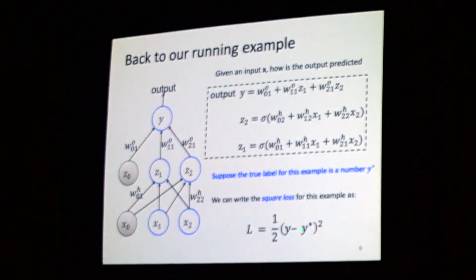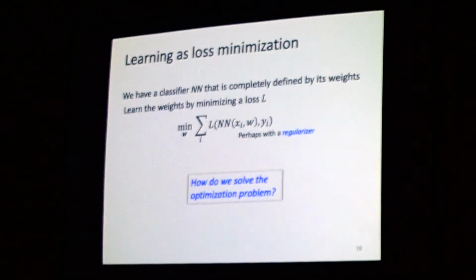But remember here y, the output of the neural network, is a highly nonlinear function. It's not a linear function at all of both the input x and also the edge weights. And then we can add up the square loss over all the training examples, and perhaps with an additional regularizer, and then our objective is to solve this minimization problem.